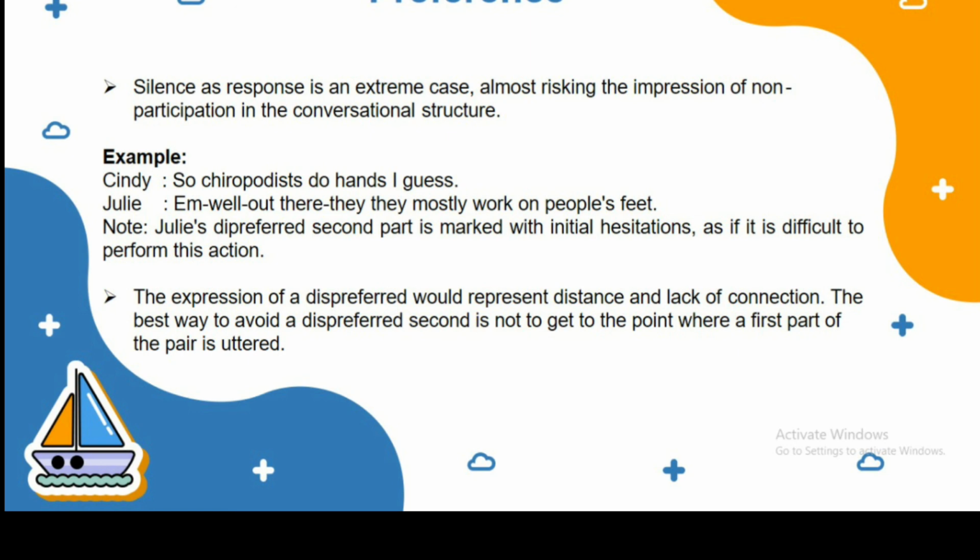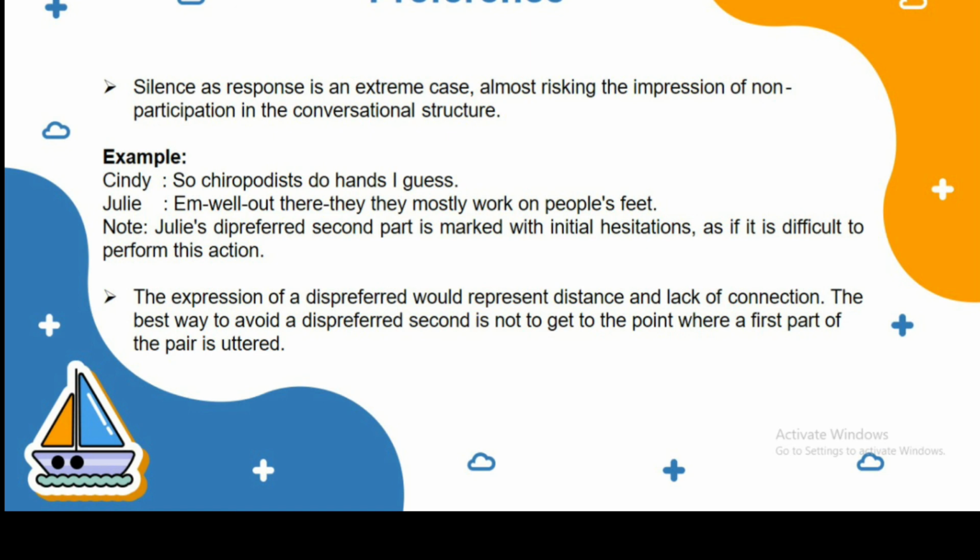Julie's sentence is an example of this dispreferred second part. It is marked with initial hesitation, as if it is difficult to perform this action. Hesitation and preface are also found in the dispreferred second part to an invitation. The expression of the dispreferred would represent disdain and lack of connection. The best way to avoid the dispreferred second part is not to get to the point where a first part of the pair is a U-turn.